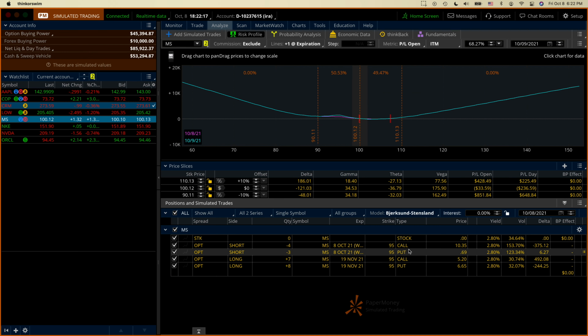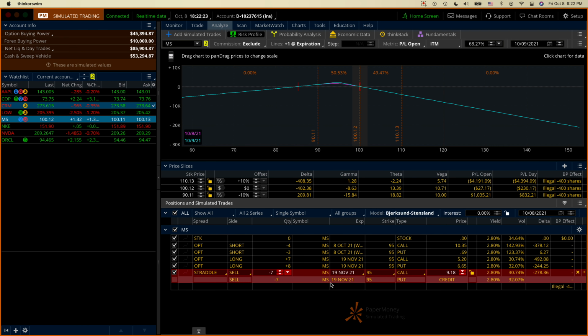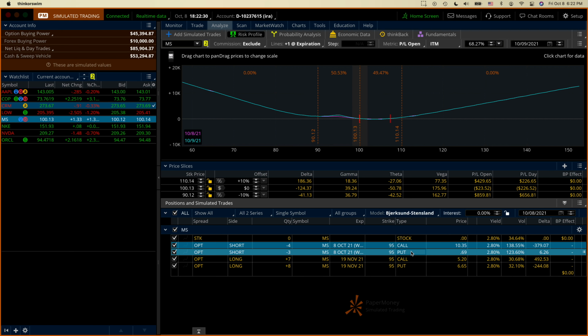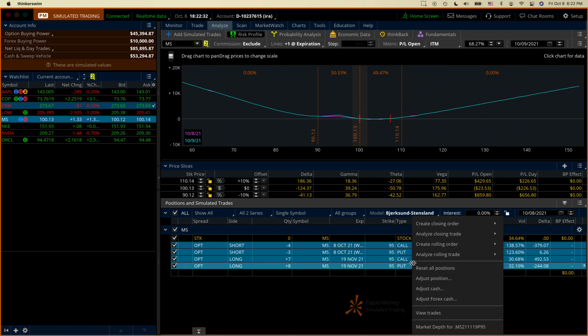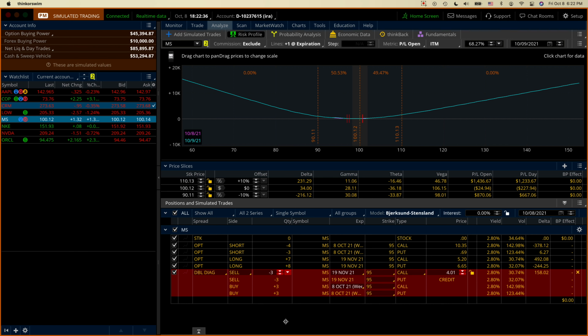All you have to do is select everybody and say analyze closing. Actually, we can do the put side and the call side separately. Okay, so let's select first. Let's do this. Analyze closing. Double diagonal. Us adjusted by saying custom.